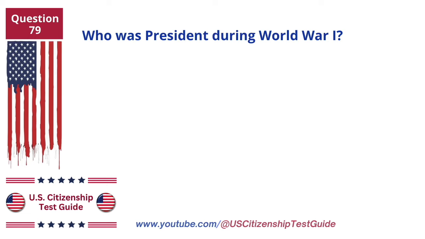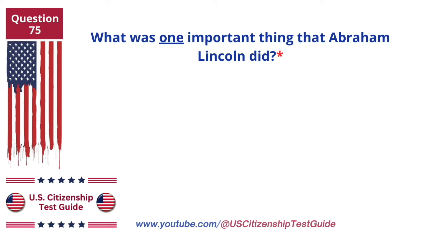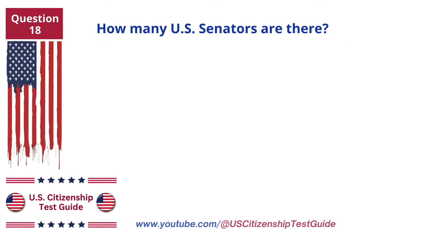Who was president during World War I? Woodrow Wilson. What was one important thing that Abraham Lincoln did? Freed the slaves. How many U.S. senators are there? 100.